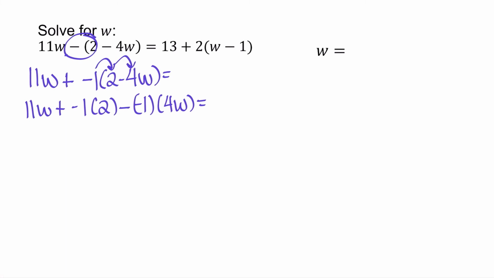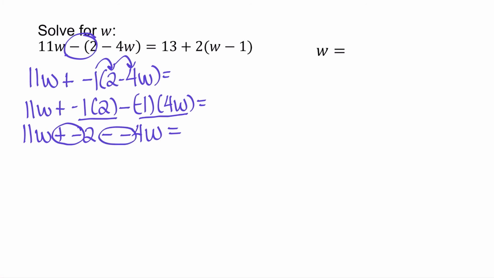So now let's simplify this. I have 11w plus negative 1 times 2, which is negative 2, minus negative 1 times 4w, which is negative 4w. So now I have a bunch of double signs, so I'm going to simplify those. My plus negative is going to become a subtraction, so I have 11w minus 2, minus a negative will become plus, so I have plus 4w.